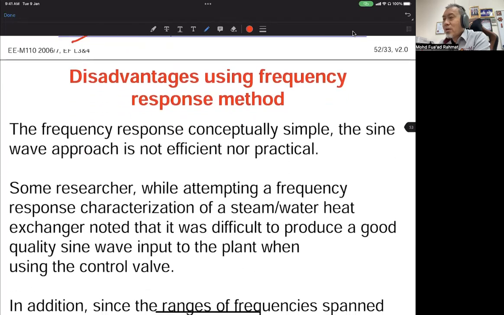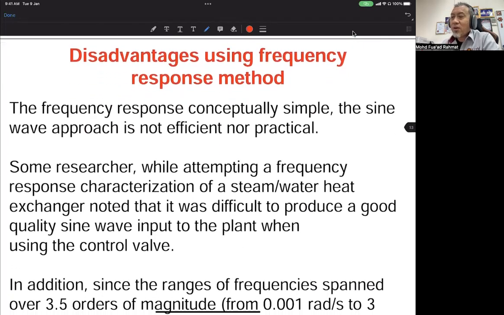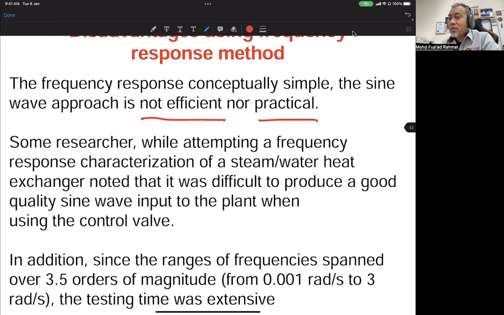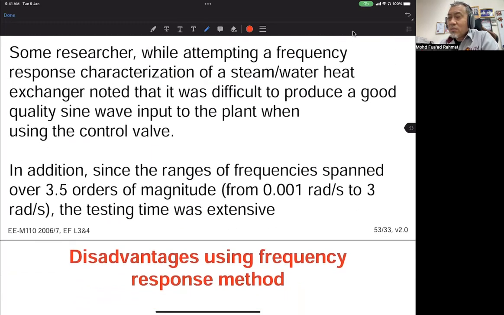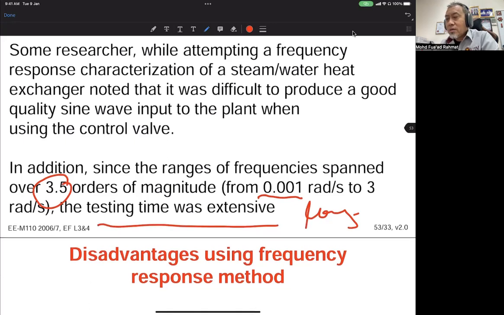So the disadvantage of using frequency response is that it is very slow, not efficient or not practical. But when attempting a frequency response characterization of a steam or water heat exchanger, it was noted that it was difficult to produce a good quality sine wave input to the plant when using the control valve. Okay, since the frequency span is over 3.5 orders of magnitude, which roughly is about 0.001 radian per second to 3 radian per second, the testing time was extensive, very long. Okay, but it can be done.